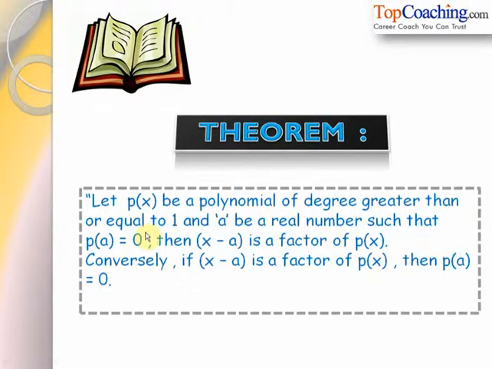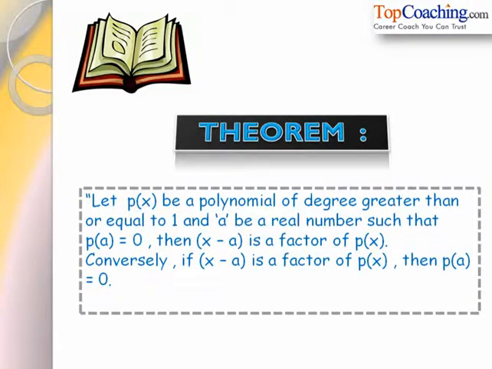This theorem says that let p of x be a polynomial of degree greater than or equal to 1 and a be a real number such that p of a is equal to 0. Then x minus a is a factor of p of x. Conversely, if x minus a is a factor of p of x, then p of a is equal to 0.